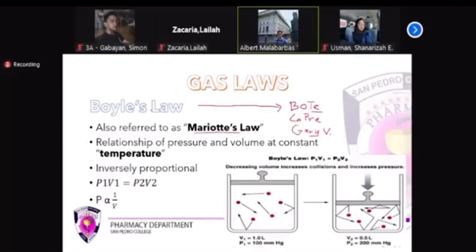In Boyle's law, it expresses the relationship between pressure and volume at constant temperature. Constant ang temperature, so the pressure and volume under Boyle's law vary. It is said under Boyle's law that pressure and volume are inversely proportional with each other. If you increase the pressure towards the gas, the volume decreases, like in this illustration, and vice versa. So inverse ang relationship for pressure and volume for Boyle's law. Constant is temperature. Next.